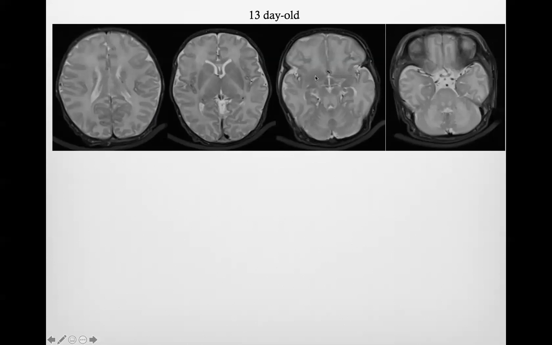This is a 13-day-old child that started to be very sick. We don't see the myelination in T2. This is a T2 sequence.